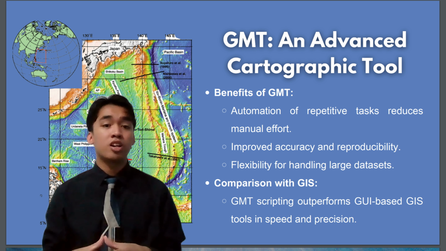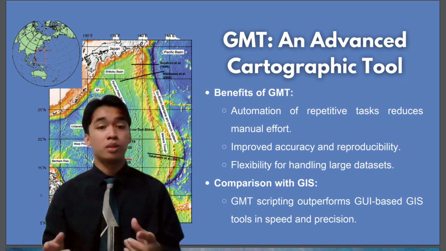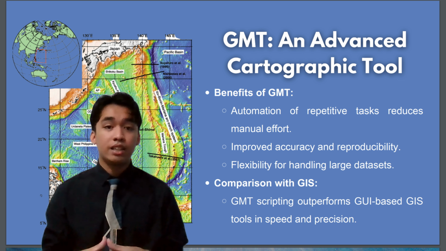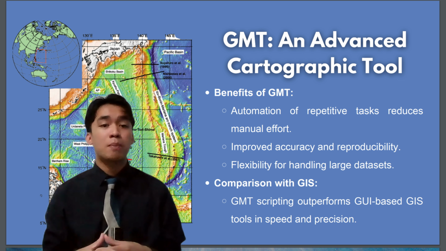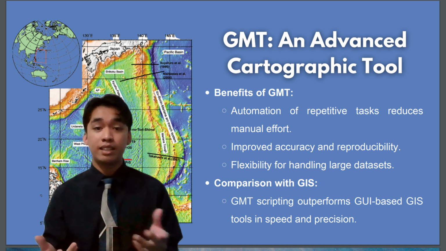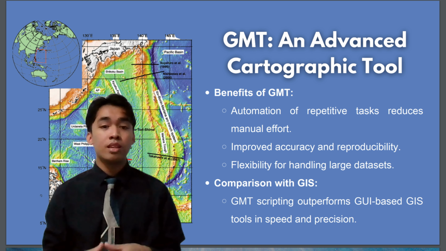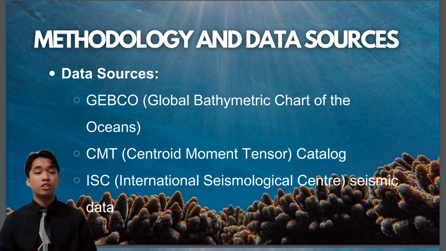The tool's ability to automate repetitive tasks means it can generate maps with minimal human intervention, increasing both speed and accuracy. And in this study, GMT was used to map seismic data, including earthquake locations, magnitudes, and depths, with high precision and reproducibility. Now, moving on to the methodology.